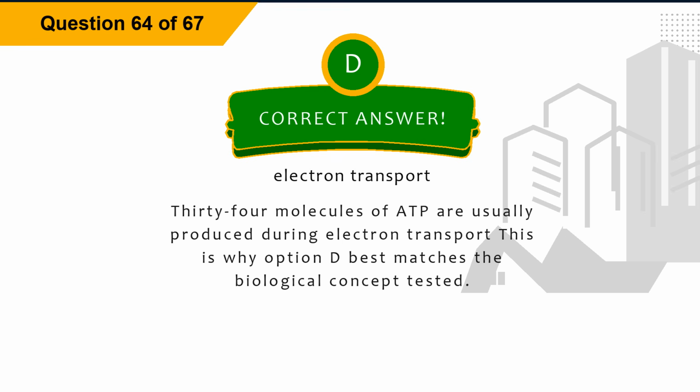Explanation: 34 molecules of ATP are usually produced during electron transport. This is why option D best matches the biological concept tested.